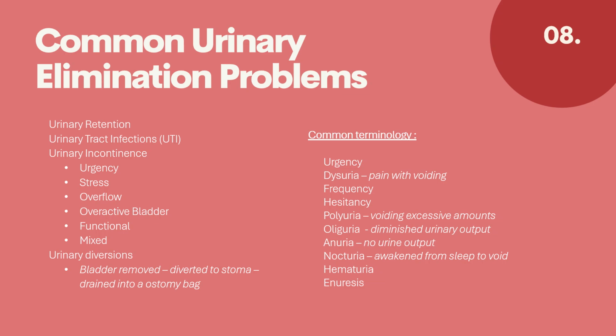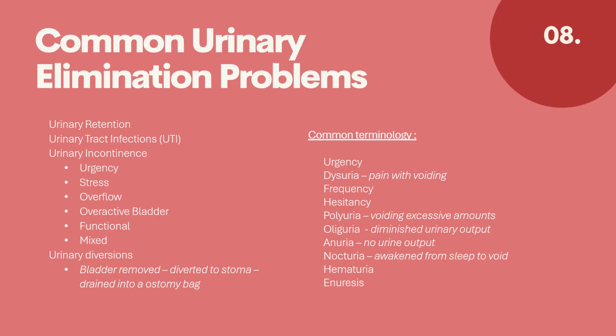Then UTIs, which we talked about in more detail in a previous week. That's an infection of the bladder, urethra, or kidneys. They may have some dysuria, frequency or urgency, maybe some suprapubic pain. Their urine may be cloudy or foul smelling. And in your older adults, sometimes confusion and delirium are their only symptoms.